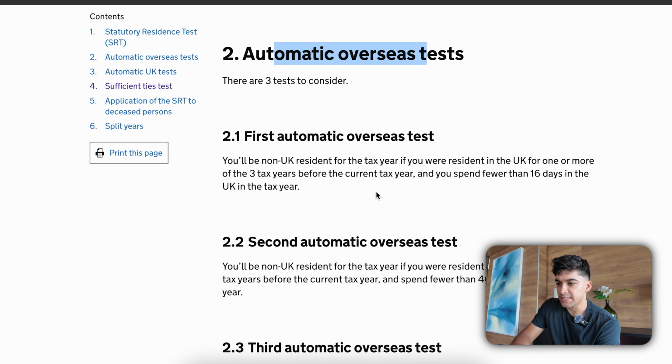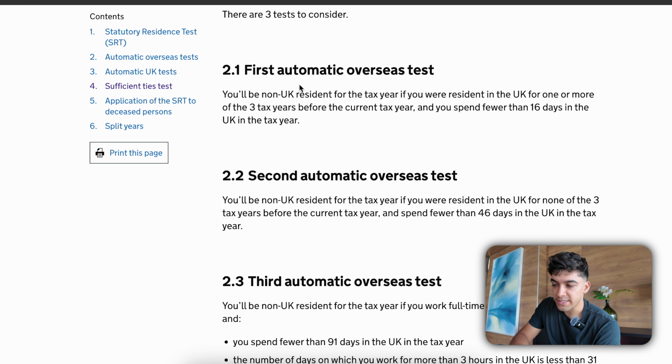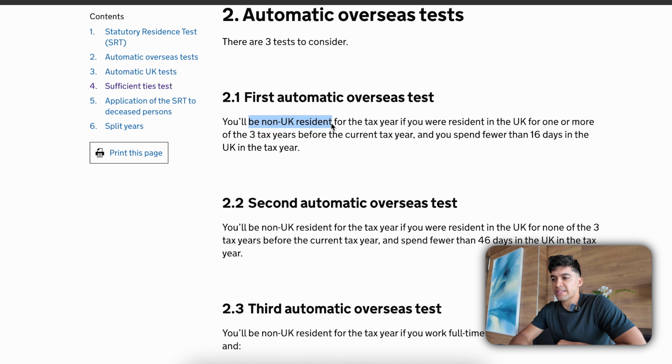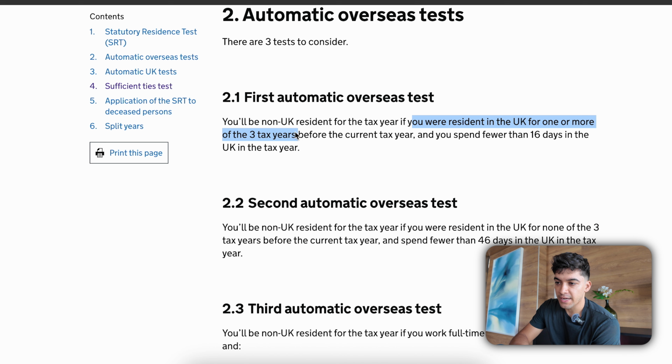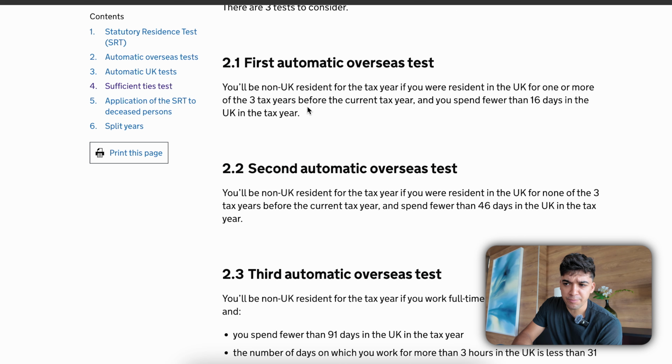So, the automatic overseas test. And I'm going to show you why, instead of 90 days, you might have to spend less than 45 days even if you want to be completely sure. So first, the automatic overseas test. If you meet this, you are not a tax resident of the UK. You'll be non-UK resident for the tax year if you were resident in the UK for one or more of the 3 previous tax years, and you spend fewer than 16 days in the UK. By the way, this probably doesn't apply to you, because you're probably spending more than 16 days.